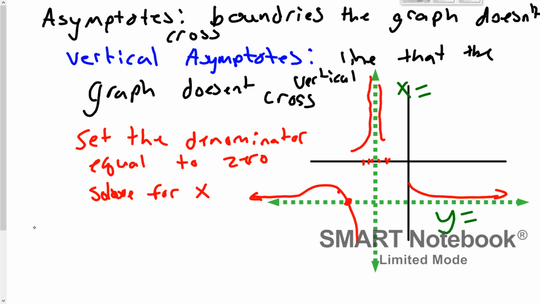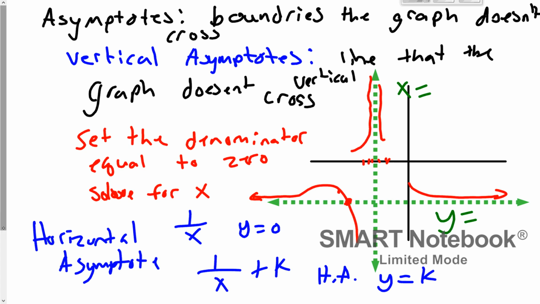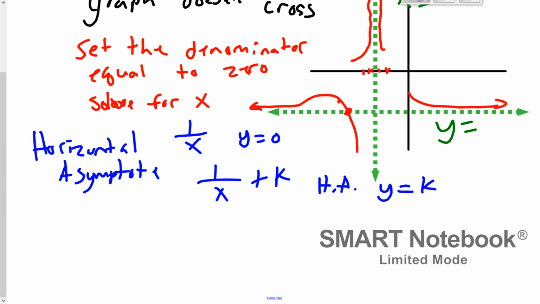Okay, the horizontal one is a little trickier, right? With 1 over x, if that's our function, then it's just y equals 0. Unless, like I pointed out last video, but I didn't do on the first one, which I should have, you're adding k at the end. That k will move it up or down, so your horizontal asymptote will always be y equals k. So that moves it up and down.